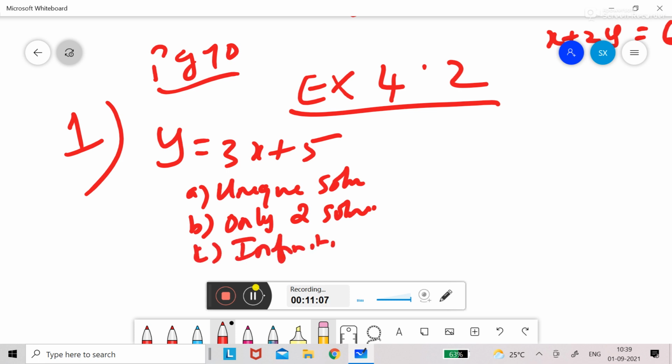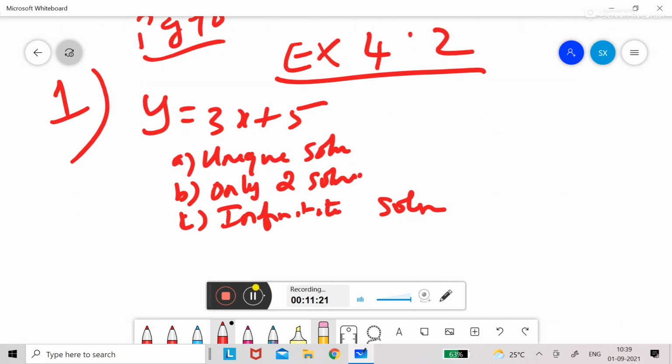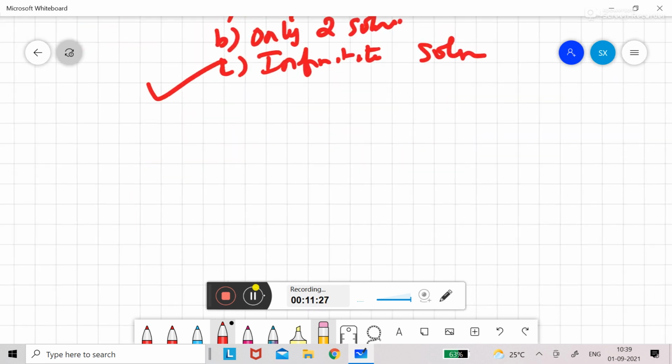Can you guess? Yes, you will be guessing. I know very well because my children are excellent children in mathematics, so I'll not have any problem. But you should do hard work to become even better. So every equation I told you has infinite solutions. So C is the answer for the first question.